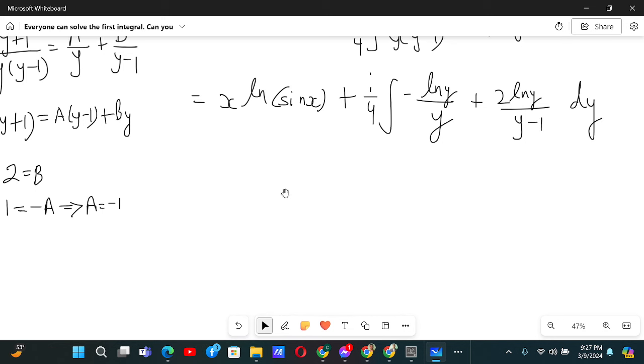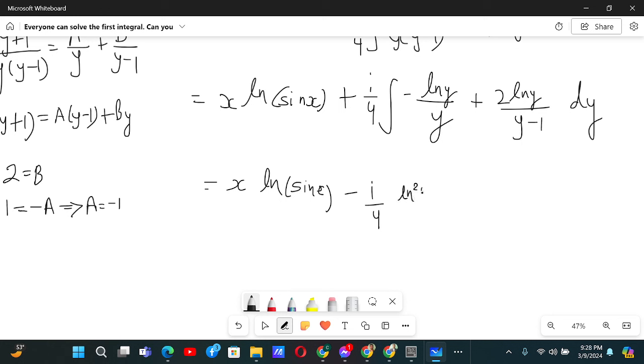Okay, cool. Now you have x ln of sine x. Now if we differentiate this, we can let g be ln y, and then 1 by y dy will be dg, so that will just be g squared by 2. So this will just be ln squared y by 2. And over here this is i by 2 and the integral of ln y by y minus 1.